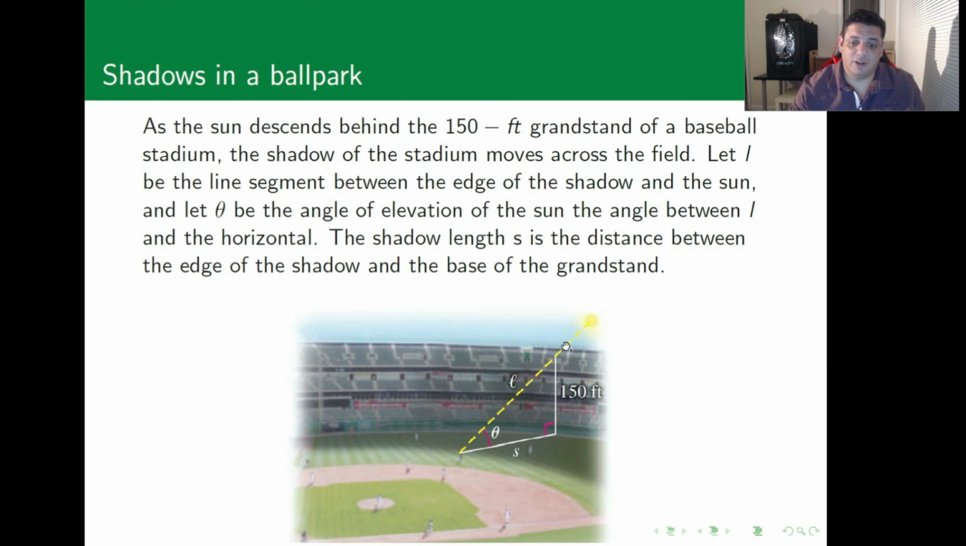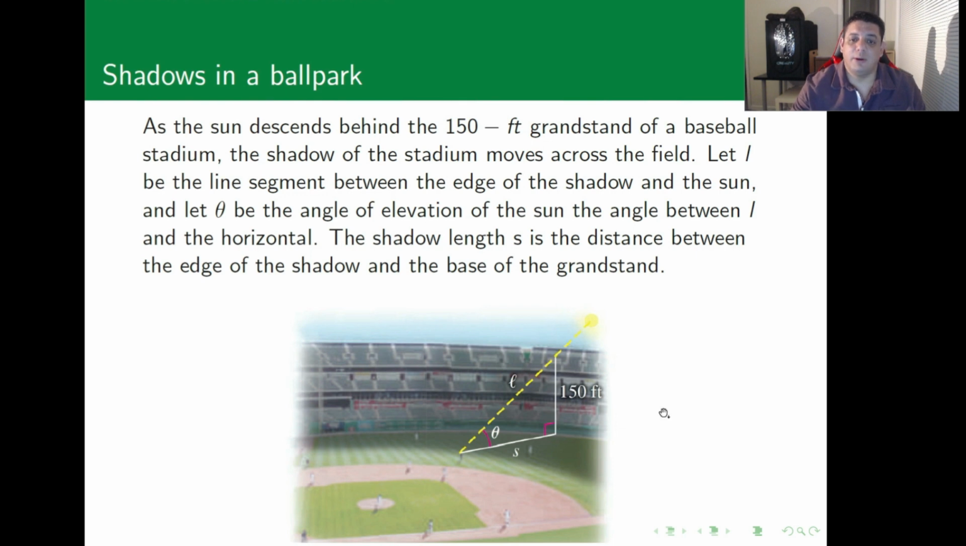You can see that the sun is casting its light over the stadium, and the shadow of the stadium is moving across the field. You can see over here how the shadow is moving across the field, and we're going to call L the segment of line between the edge of the shadow and the sun, and theta is going to be the angle of elevation of the sun in the horizontal line. Now the shadow length is this distance x, from the edge of the shadow to the base of the grandstand.